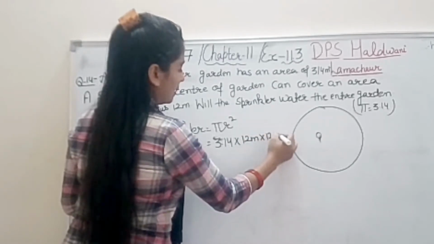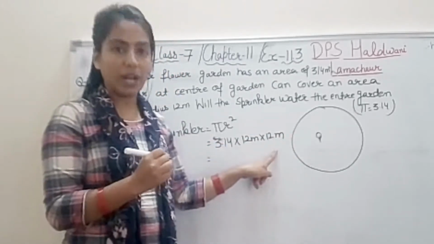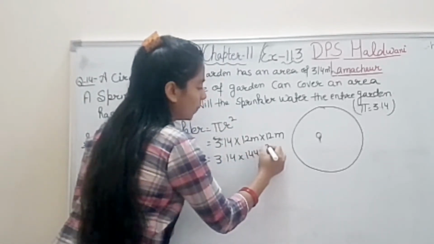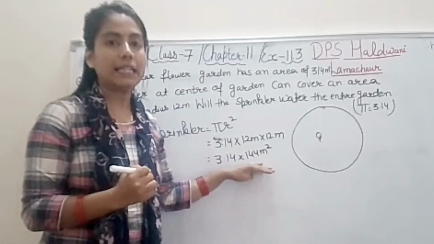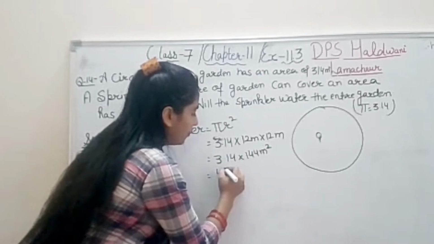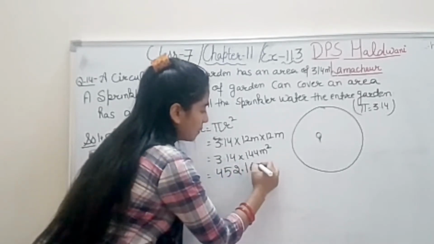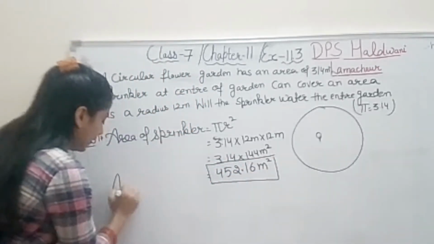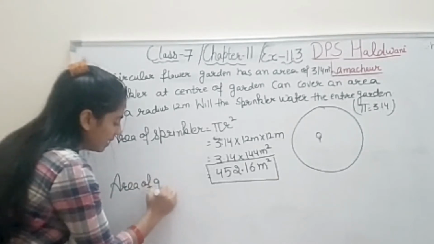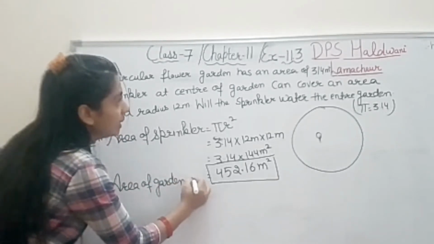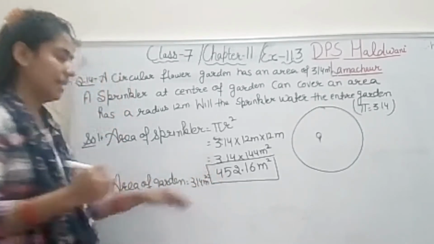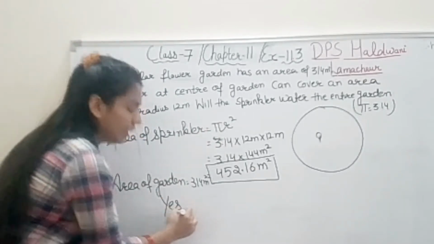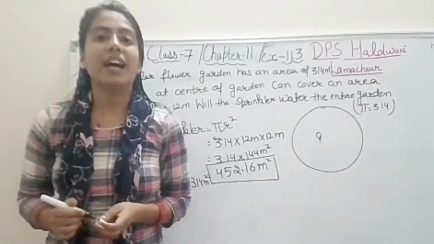12 meter into 12 meter. Right, student? So 12 12s are 144. So 3.14 into 144 meter square. When you multiply this, we get the answer 452.16 meter square. So student, this is the area of the sprinkler. What is the area of the garden? The area of the garden is given to you, that is 314 meters square. So it means the area of the sprinkler is greater. So what is the answer? Yes, the sprinkler will give water to the entire garden.